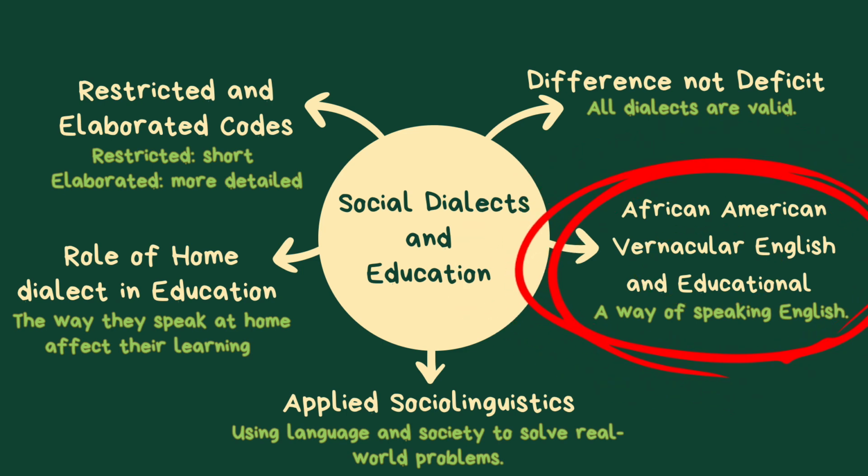Next, African American Vernacular English, or AAVE, and education. It means a dialect spoken by many African Americans in the US. In education, recognizing AAVE as a valid dialect can help students learn. For example, a teacher explains that "he be working" in AAVE means "he is usually working" in standard English. It shows it's a complex, rule-governed dialect.